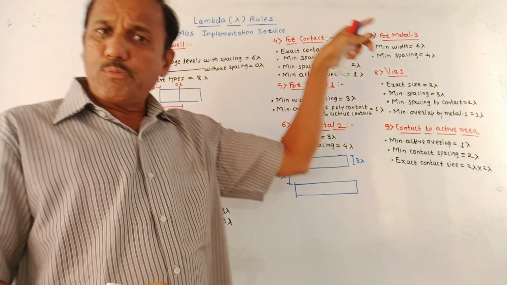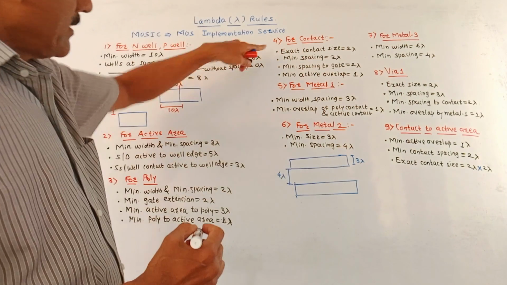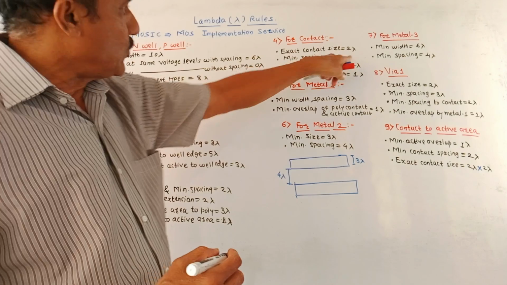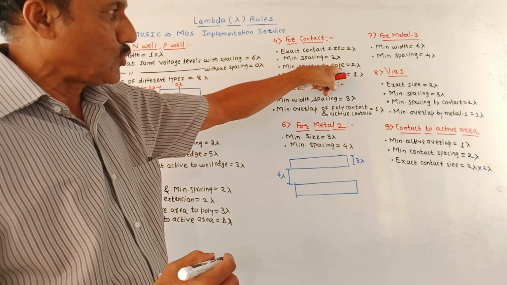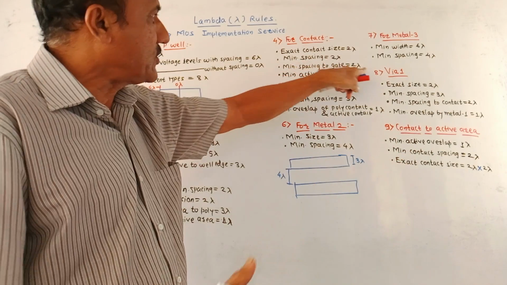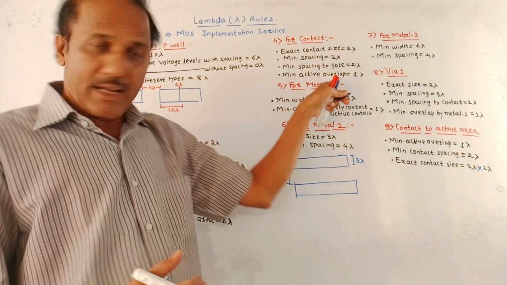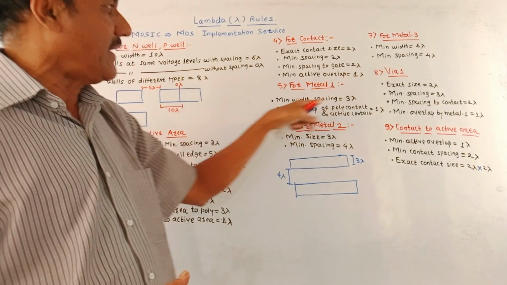Then rules for making the contacts. So exact contact size is 2 lambda. Minimum spacing is again 2 lambda. Minimum spacing to the gate terminal of the transistor is 2 lambda. Minimum allowed active overlap is 1 lambda.